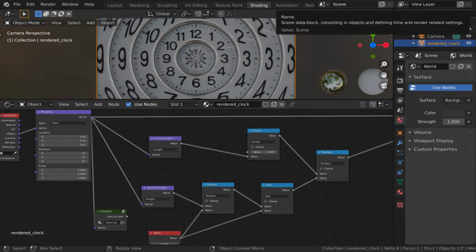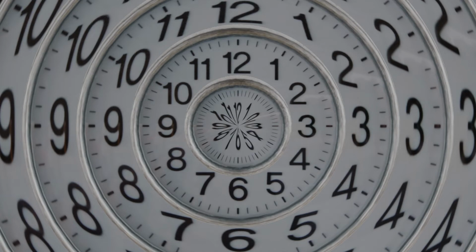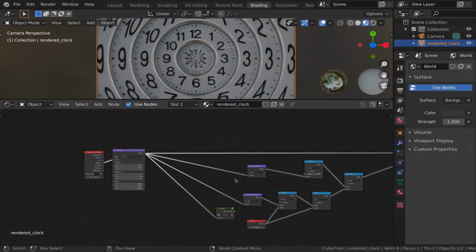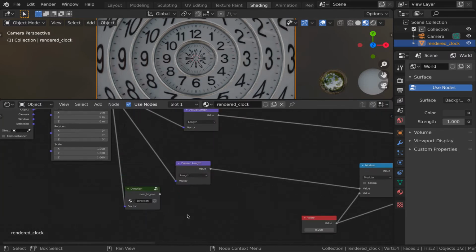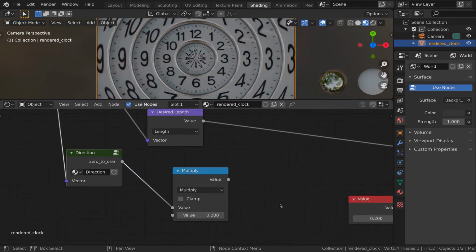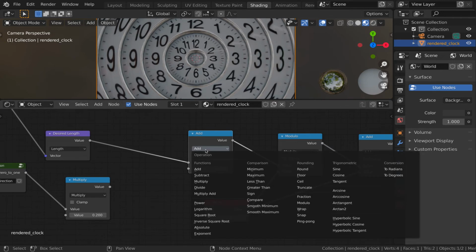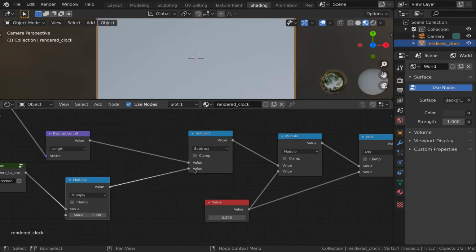Now, we know that each layer in the clock onion has a width of 0.2. So let's shift our desired vector length gradually as it goes around in a circle, so that when it goes around once, it is shifted by exactly 0.2, to perfectly line up with the layer next to it. Add a math node to multiply our new direction value by 0.2. This will be the amount of the shift. Now use another math node to subtract that from our desired length as it's being fed into the modulo node.